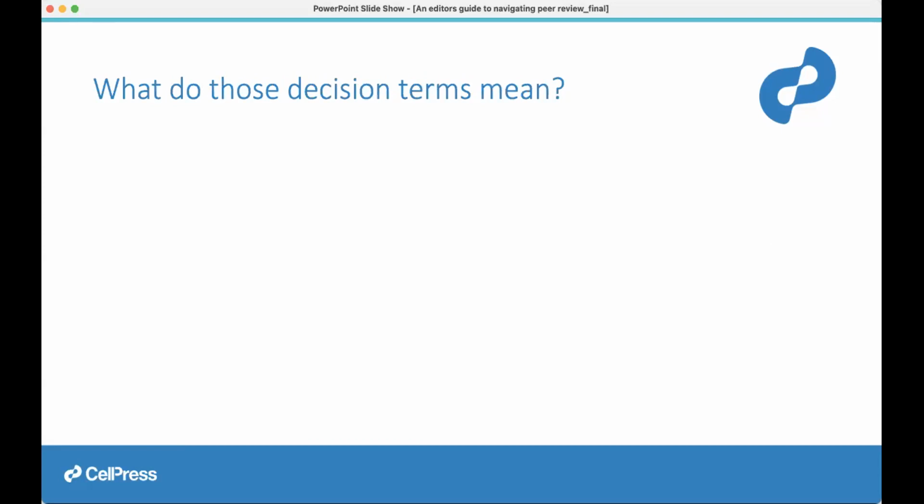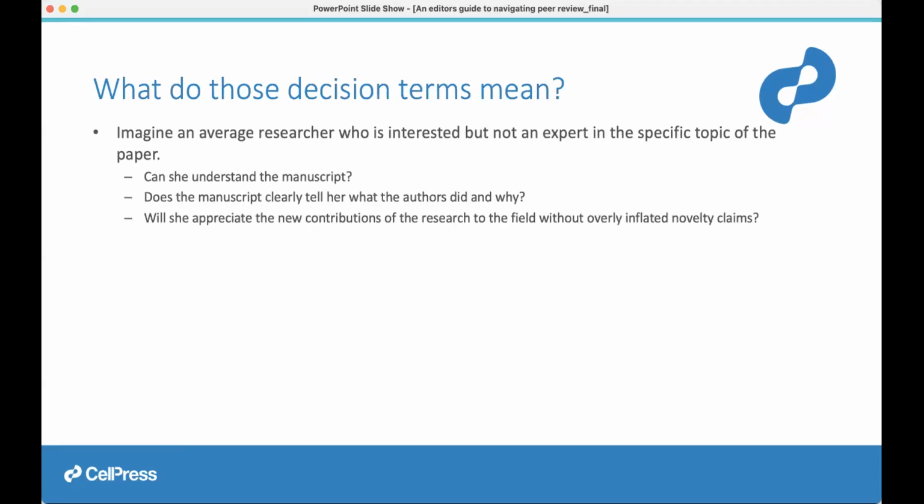So what do decision terms mean? Aliki touched on this as well, but I want to talk about it again from the reviewer perspective. So I like to say, imagine an average researcher who's interested, but not an expert in the specific topic of this paper. You want to ask yourself, can she understand this? Did the manuscript clearly tell her what the authors did and why they did it? And is she going to appreciate what makes this research new and different and interesting without any overly inflated claims of novelty or priority?